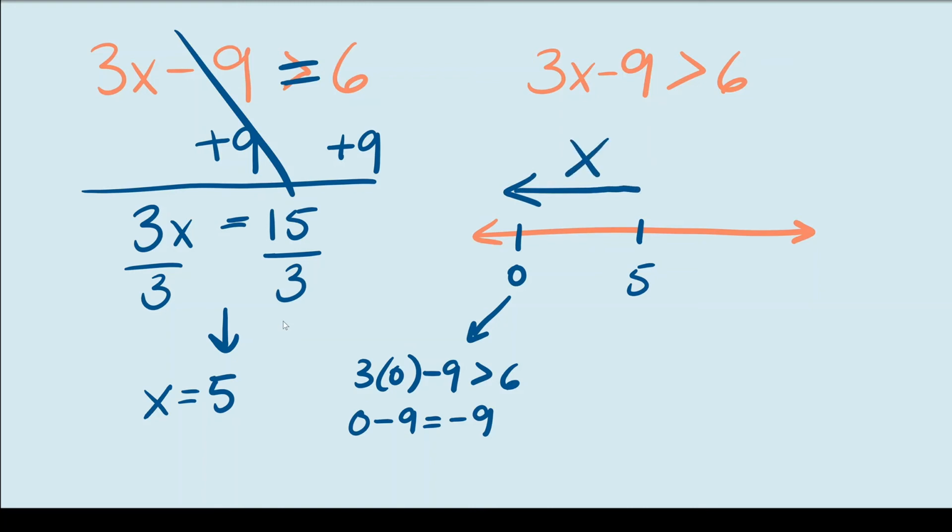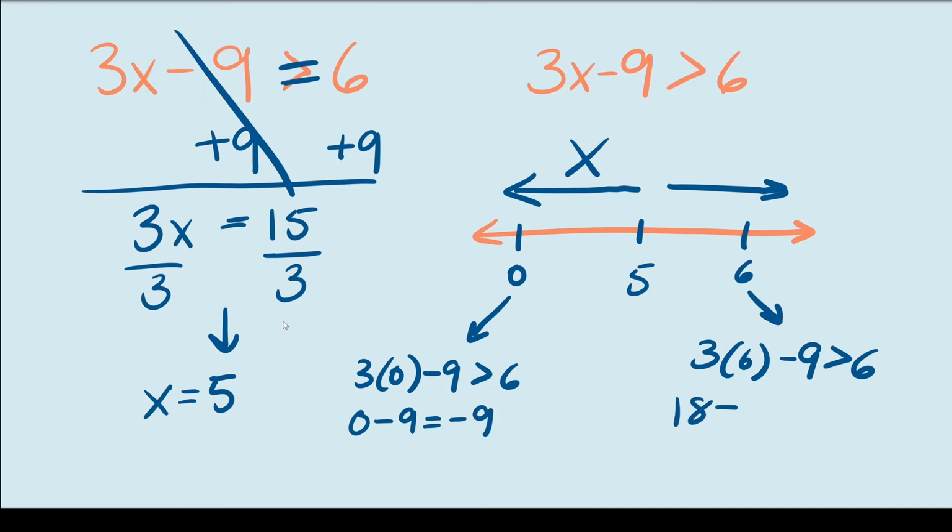Now let's try the right-hand side, or everything that's greater than 5. For simplicity, I'm just going to use 6. So 3 times 6 minus 9 is greater than 6. Well, 3 times 6 is 18. Minus 9 gives us 9. And I know 9 is greater than 6. So this side works. So that means x is greater than 5.